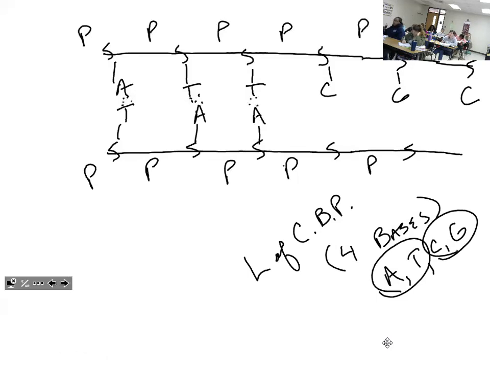Adenine. And what's right here? And what's right here? All right, some people are answering. Is everybody getting it? What's right here?